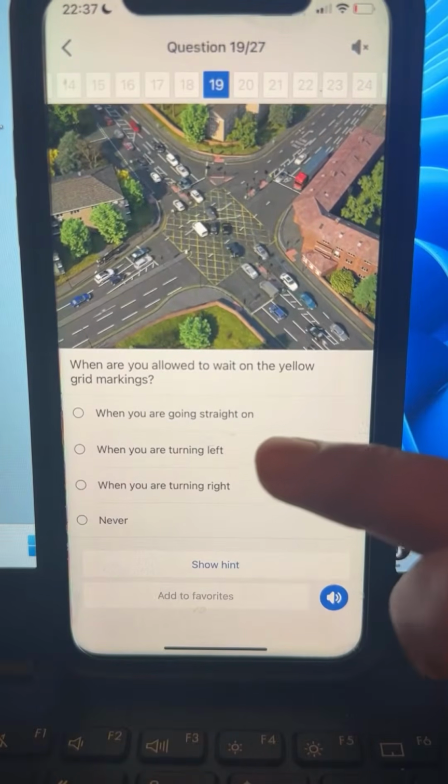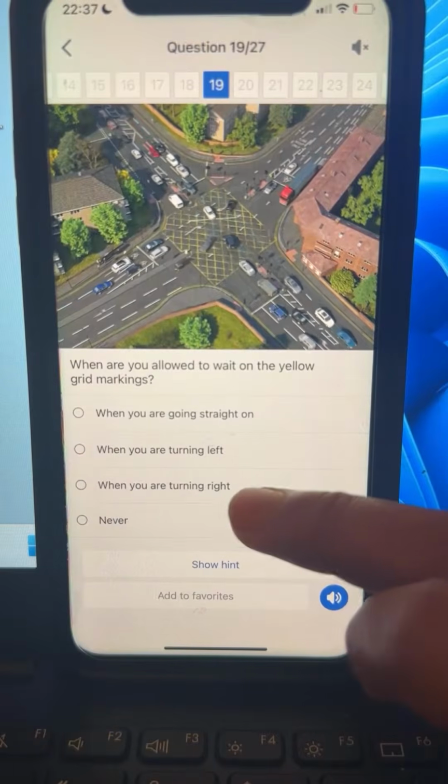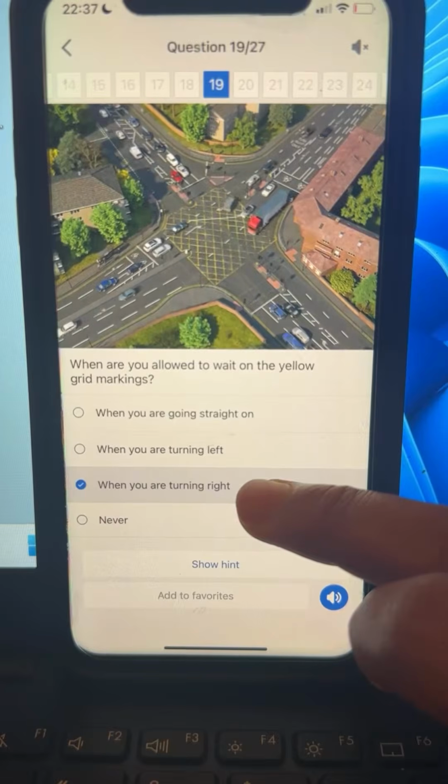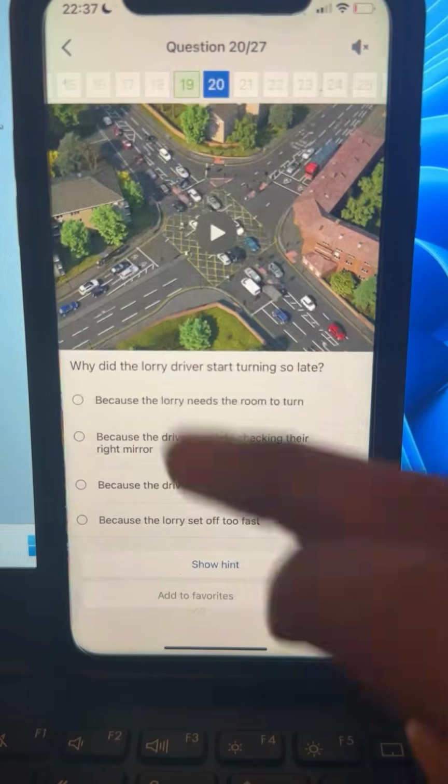When you are going straight, no. When you are turning right, yeah? Remember this. When you are turning right. Good.